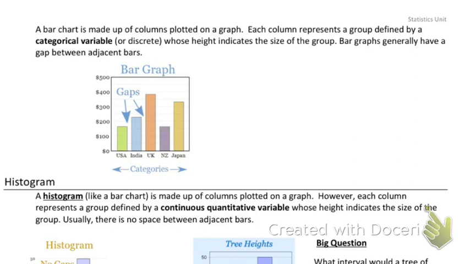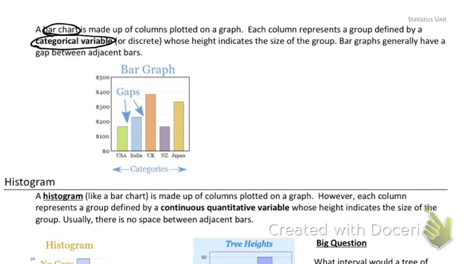All right, our bar chart. A bar chart is made up of columns plotted on a graph. Each column represents a group defined by a categorical variable. Sometimes it can be a discrete one, but usually it's just categorical, whose height indicates the size of that particular group. Bar graphs generally have a gap between adjacent bars. So that's how you know it's a bar graph. You have a gap between them. So once again, your big thing is a categorical variable goes with a bar chart.